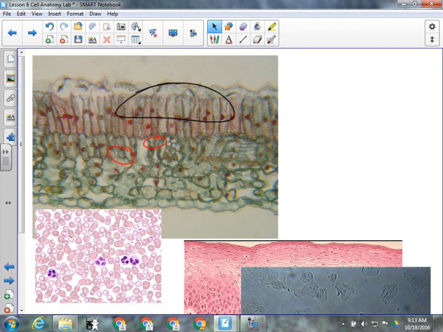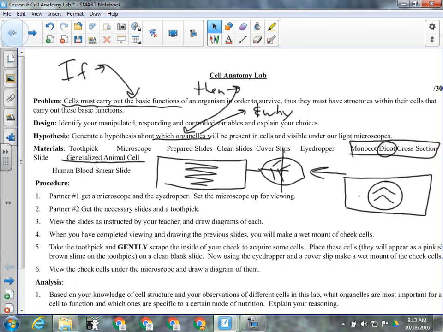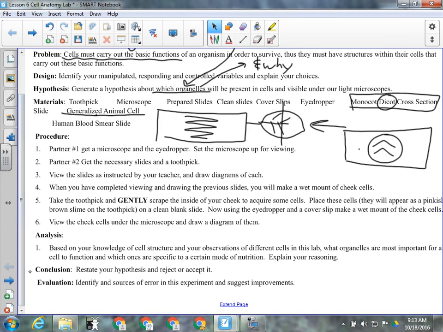Yes? Okay, and then guys, for the conclusion and evaluation, same as before, restate your hypothesis, give me reasons why you can accept or reject it, and your sources of error.